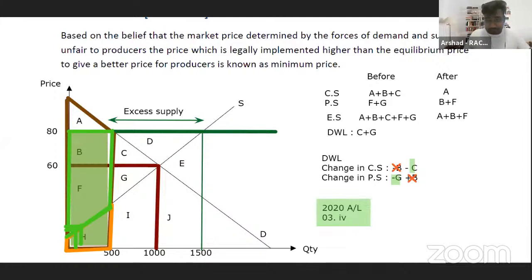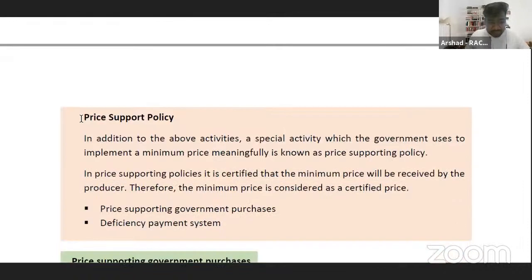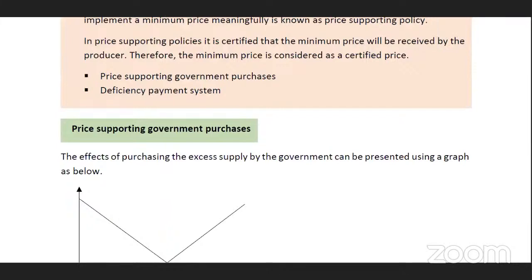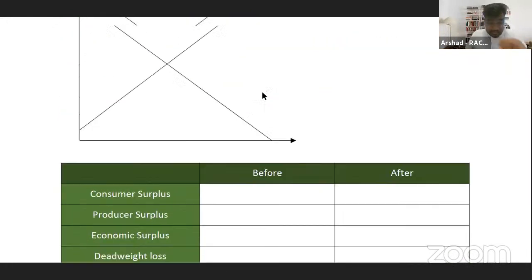Okay, be very clear. I'm clearing this. We'll now go into price support policy. So after putting the minimum price, the government is further intervening to make sure that quantity is bought. So we'll look at this. When they say price support policies, there are two. Price supporting government purchases and deficiency payment. What are the two? I will explain very easily. We'll go with the same story again.